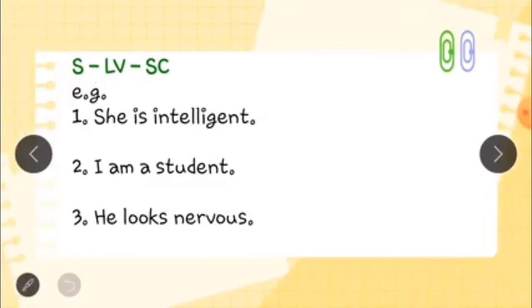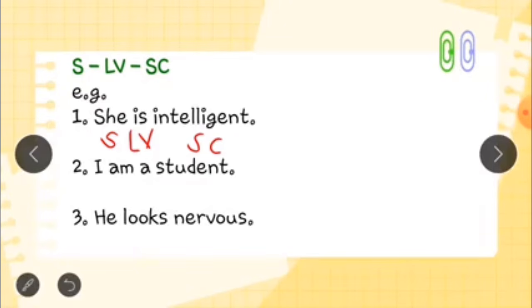Let's see the examples. For example, she is intelligent. She is the subject. Is the linking verb. Intelligent describes the subject she. Therefore, it is subject complement.